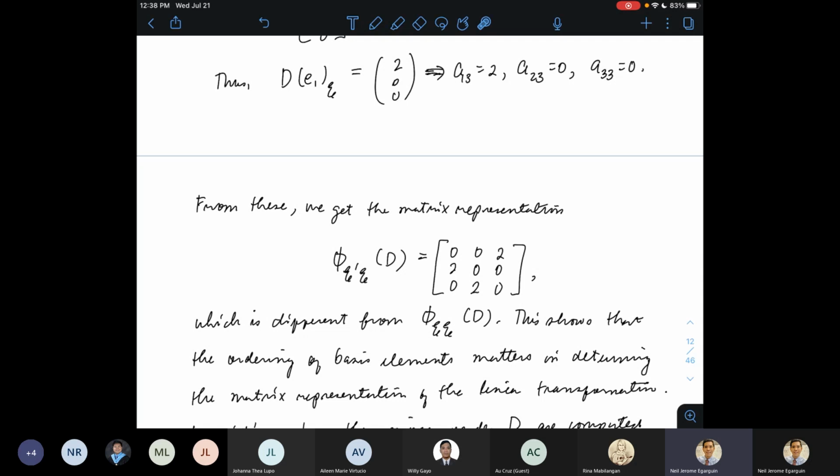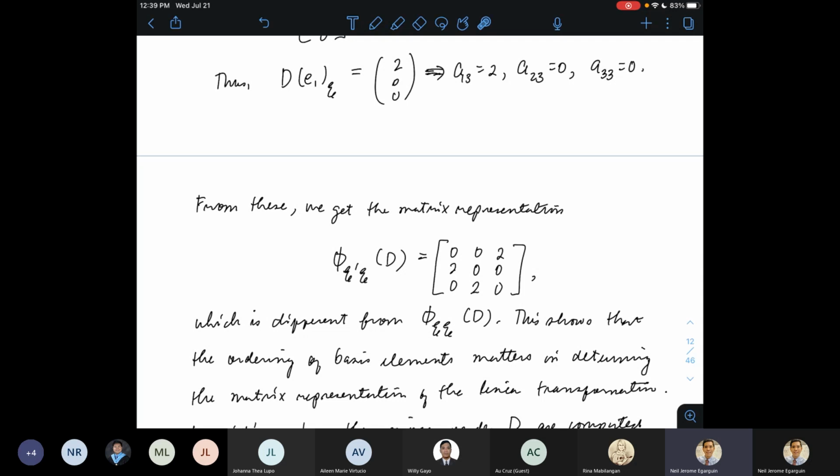Kasi yung phi EE, nakita natin kanina, siya ay 2, 2, 2 on the diagonal, tapos 0 na siya elsewhere. Right? But this time, we get this matrix. So if you mess up the ordering of the basis, then the matrix representation will also vary. So that's why from now on, whenever talking about matrix representations, we will refer to the basis as ordered basis. Kasi yung listing ng elements ng basis will be important because they will determine the ordering of the columns of the matrix representation.